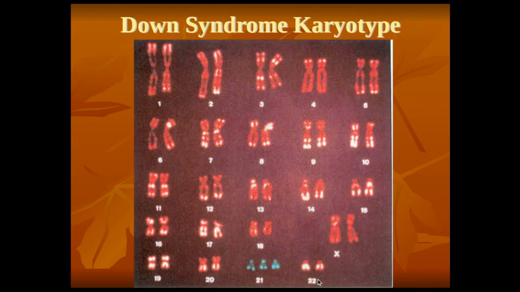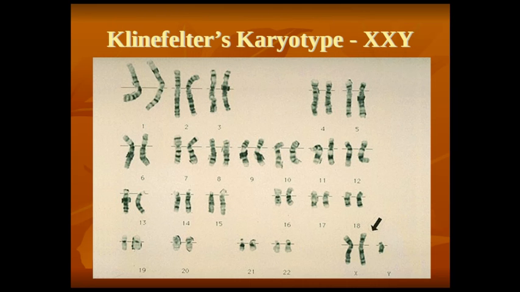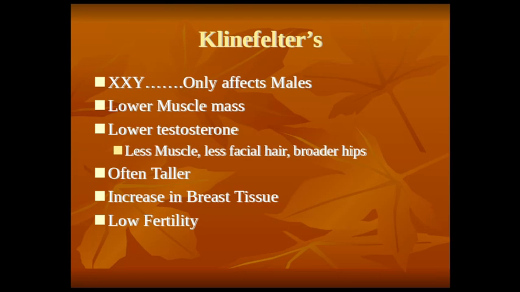Klinefelter's is an extra X chromosome, so you're XXY, right? So your sex chromosomes didn't separate properly. It only affects males. You usually have lower muscle mass, lower testosterone, often taller, and low fertility. So with Klinefelter's, you're XXY. You are male, it only affects males, but you have an extra X chromosome there.